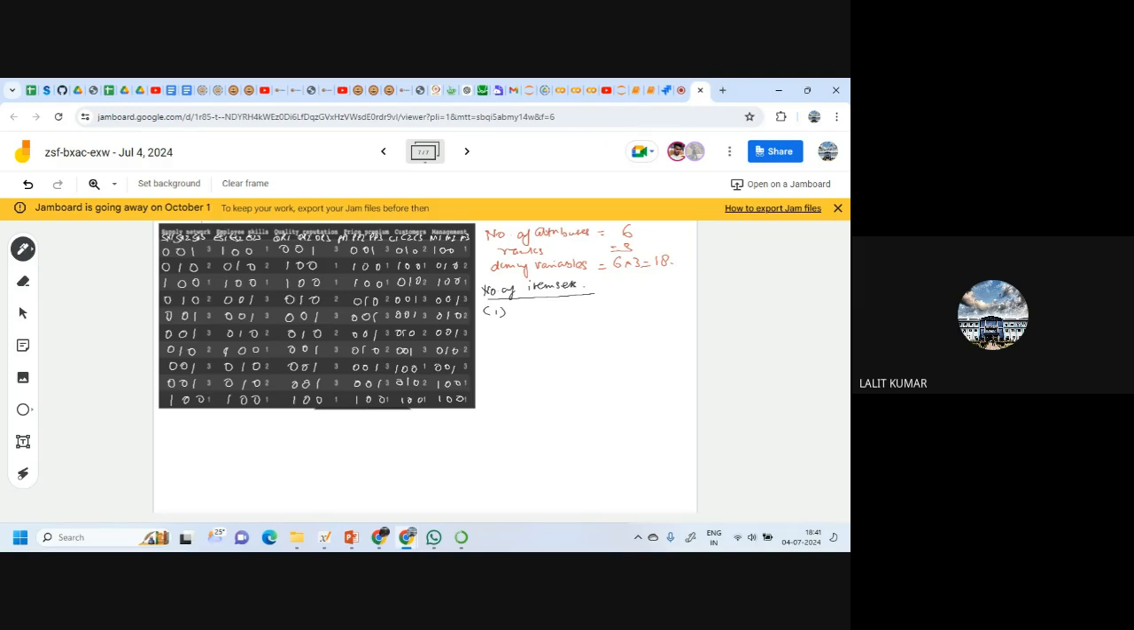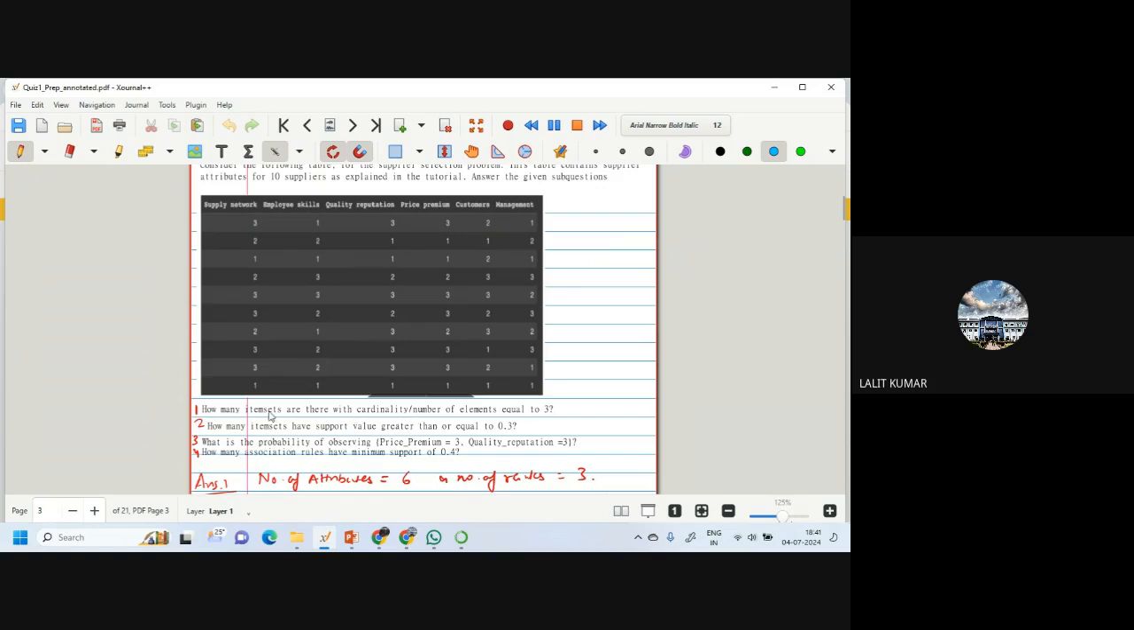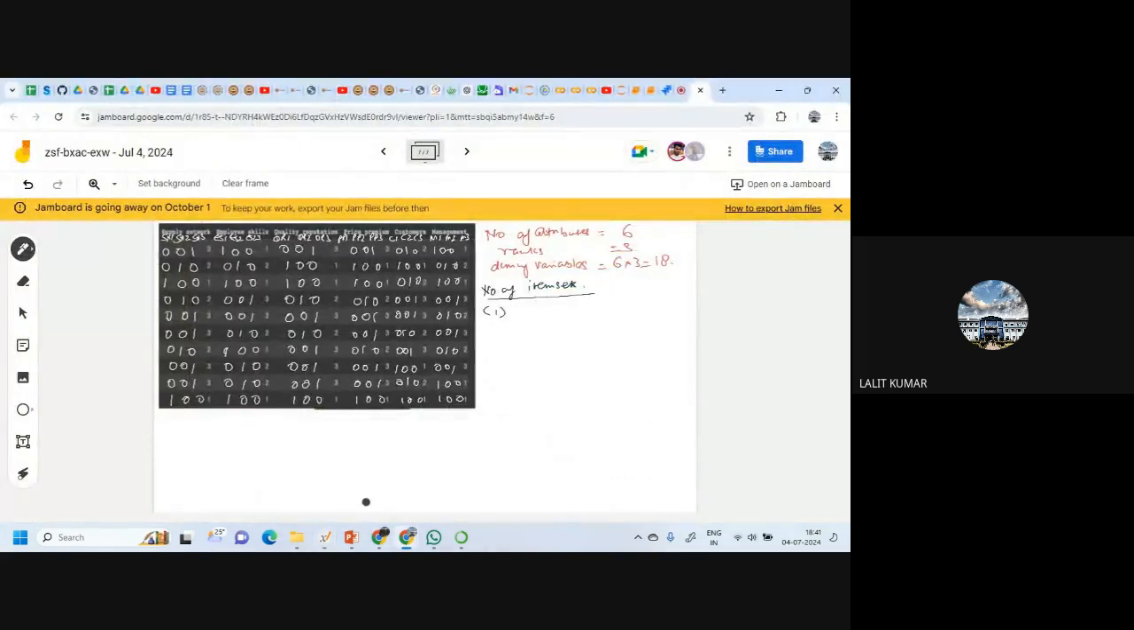Now further, management is graded in 1, 2, and 3. So we have made dummy variables, management 1, management 2, management 3. And as per that, we will try to find the associations. So the first question here was, how many item sets are there with cardinality, or number of elements, equal to 3? Cardinality 3 means that there are 3 elements here, 1, 2 association with third.